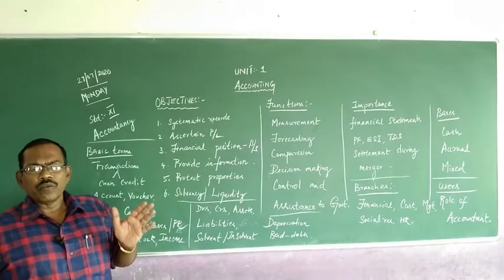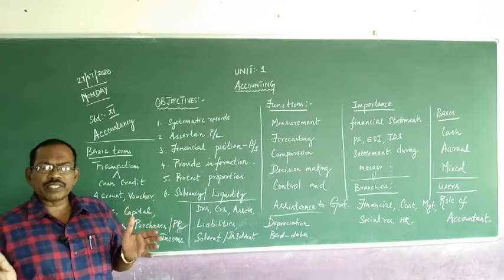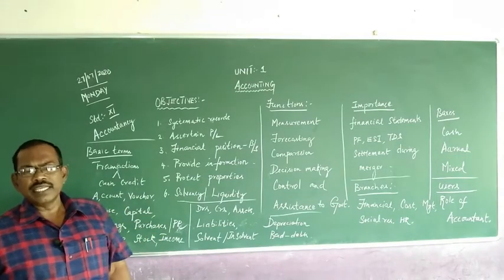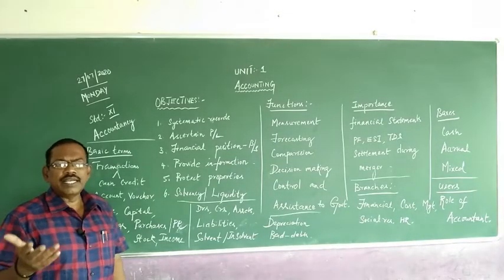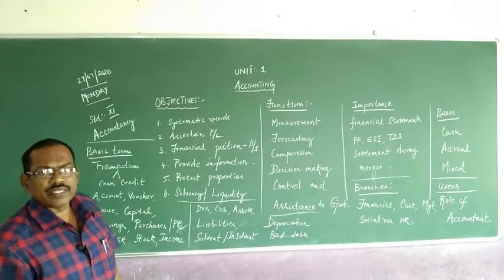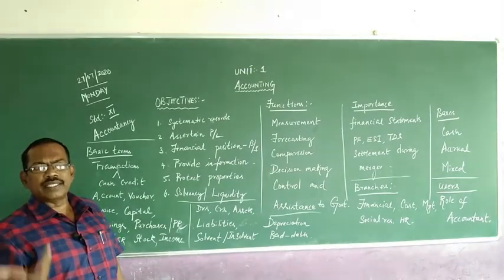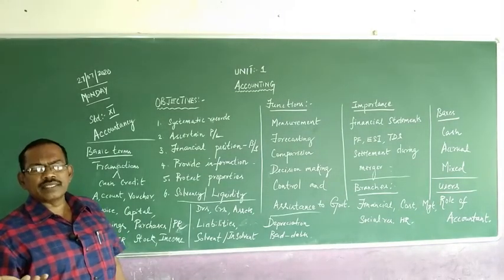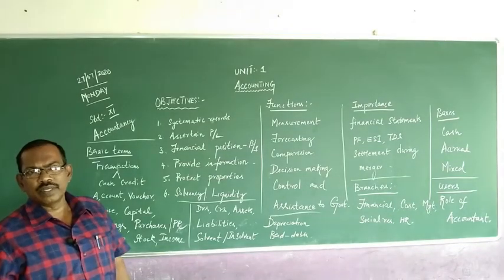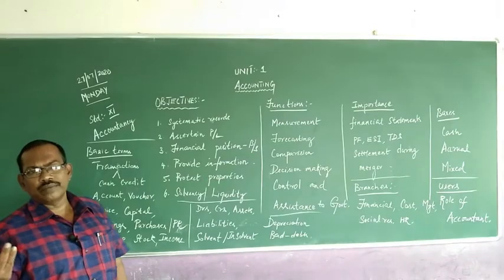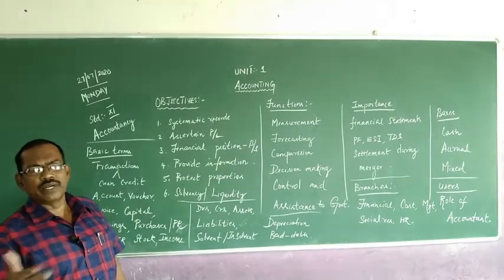So, if a person or a business concern is in a position to clear all its debts, it is said to be solvent. If a person or a business is not in a position to clear all its debts, it will be declared insolvent. Who can declare a person insolvent? Only the court of law. Only the court of law can declare a person as insolvent.